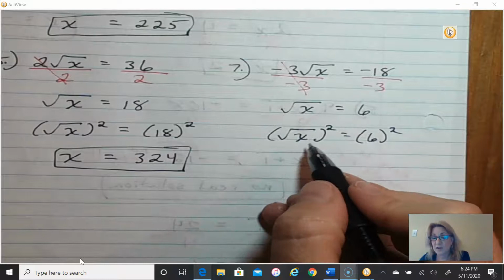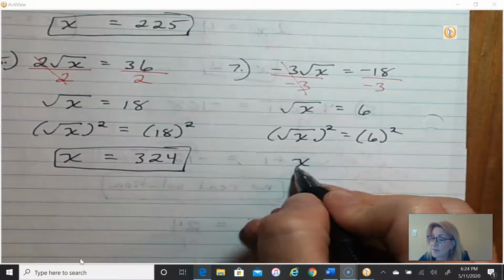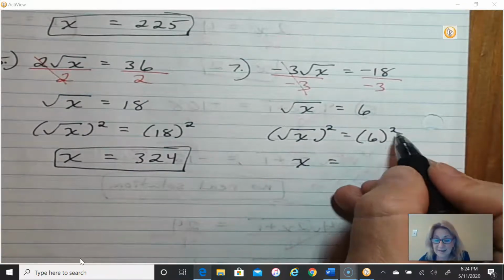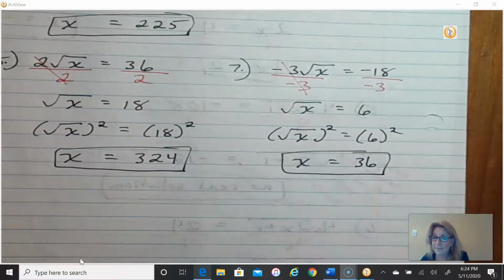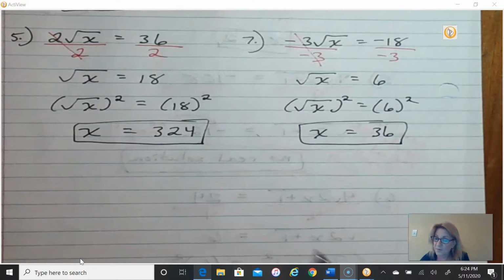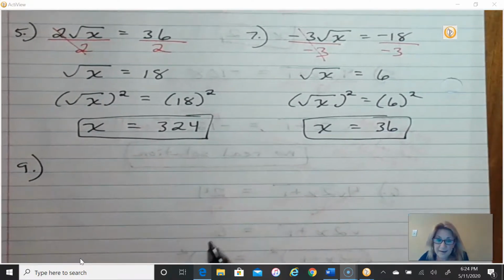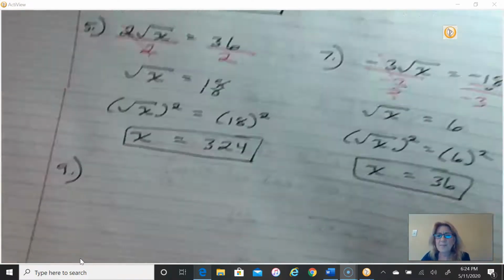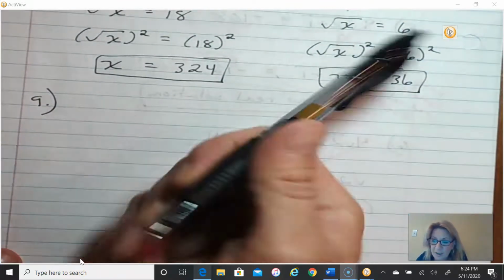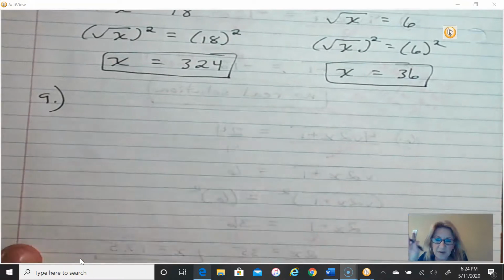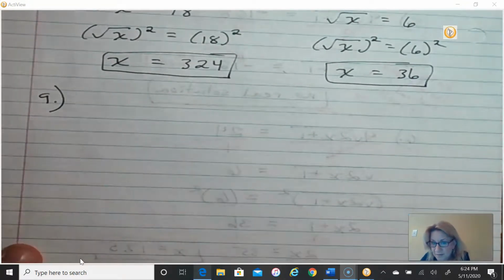So when you square the square root of x, you're left with x. And 6 squared is 6 times 6, and you get 36. That's a tricky one, so be very careful. All right, number 9. Again, pause the video, come back and see if you got it right. Tricky ones, you know, don't beat yourself up if you missed that one.